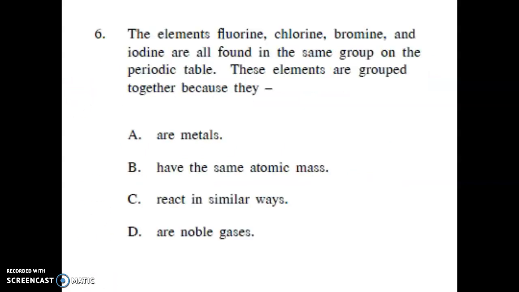Question 6. The elements fluorine, chlorine, bromine, and iodine are all found in the same group on the periodic table. These elements are grouped together because they A. Are metals. B. Have the same atomic mass. C. React in similar ways. Or D. Are noble gases.